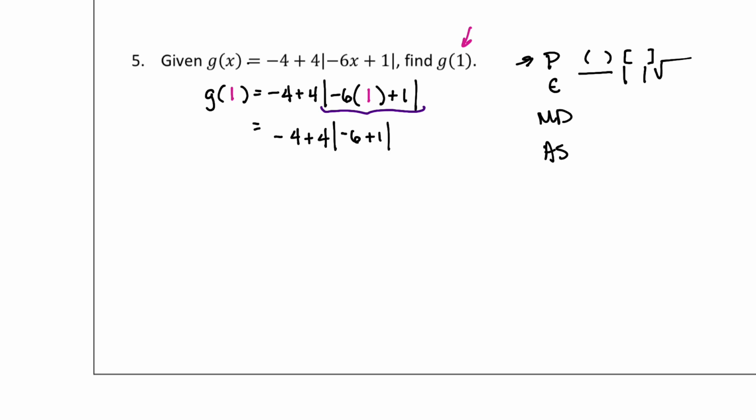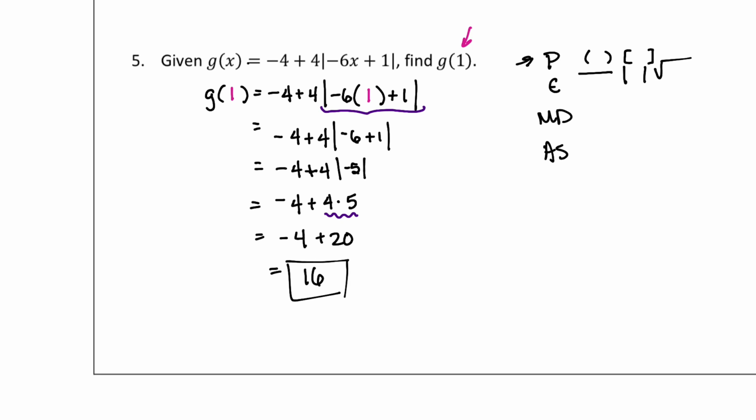Add 1. Still doing inside the absolute values, so the 4s need to wait. -6 add 1 is -5. Now we can figure out the absolute value. Absolute value of -5 is +5. Next we do multiply before add, right? So -4 add 20 equals 16. There we go.